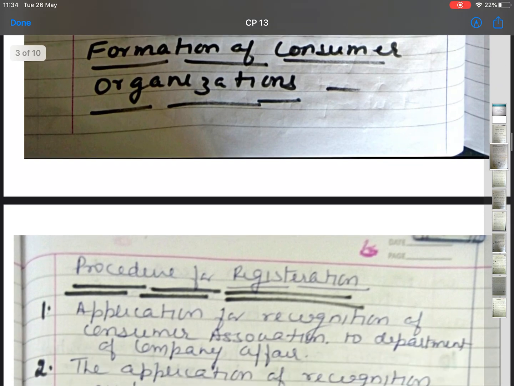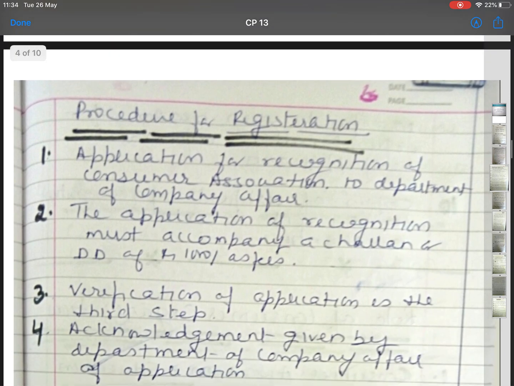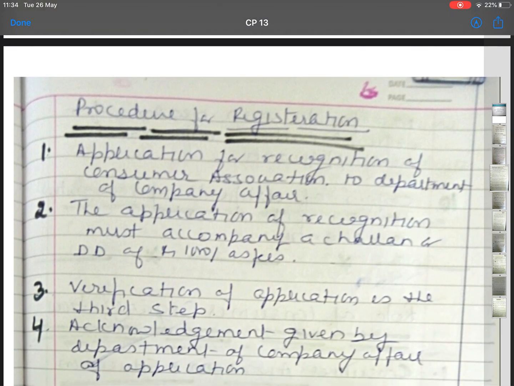Now, formation of consumer organization. In India, a consumer organization, depending on its nature, can be registered under the Companies Act 1956 or under any law in force such as Societies Registration Act 1860, Indian Trust Act 1908 or Cooperative Societies Act 1912. The purpose of forming such an association must be the protection of the interest of consumers. Also, such an organization has to get recognition from the central government.